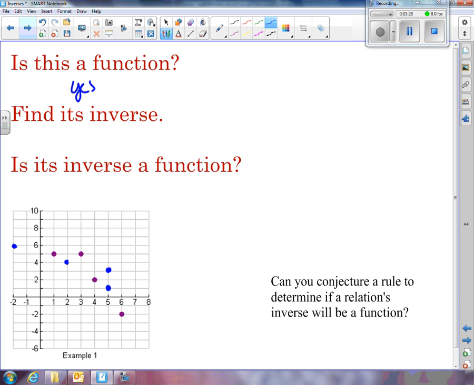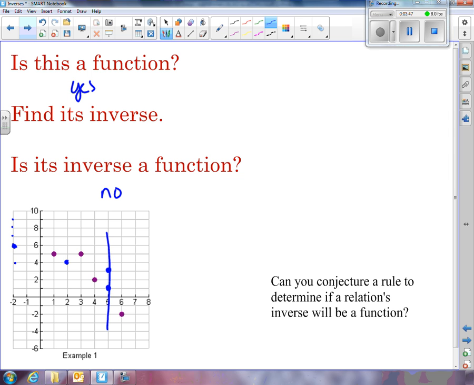Now let's determine whether or not this inverse is a function. If you look at the blue dots, if I drew vertical lines down the blue dots, this would be a problem. This vertical line would hit the inverse twice. So the inverse is not a function.